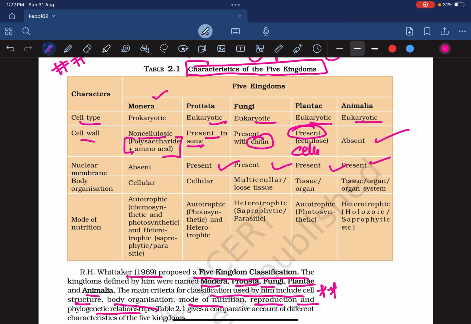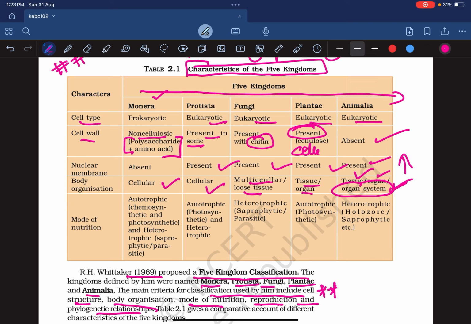But body organization in Monera, it's cellular. Protista, it's cellular. Fungi, it's multicellular or loose tissue. Plantae, it's tissue slash organ. Animalia: as we go across the kingdoms, we see that the higher the kingdom, the more highly advanced its system. In Animalia, one of the top class kingdoms, the body organization is the most advanced one, consisting of organ systems. It also has tissue and organ, as we have passed through all kingdoms, so it's the most advanced kingdom.